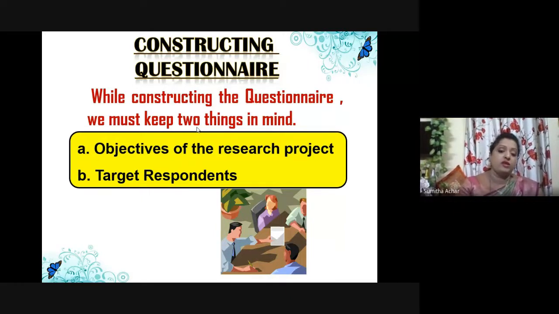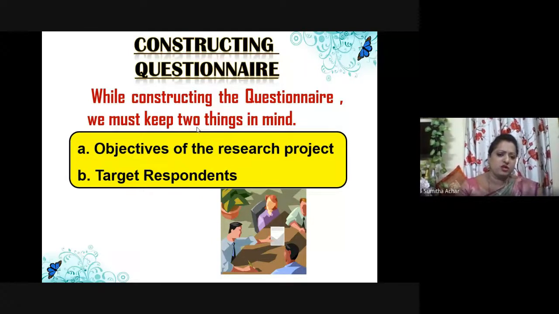If you're talking to an illiterate person who is not able to answer, and you're not going to collect the information yourself but taking the help of an enumerator or a correspondent, then in which language should you draft it? So you, as a researcher, should keep four things in mind: research questions, objectives, hypothesis, target respondents. Once you know this, your questionnaire can be easily drafted.